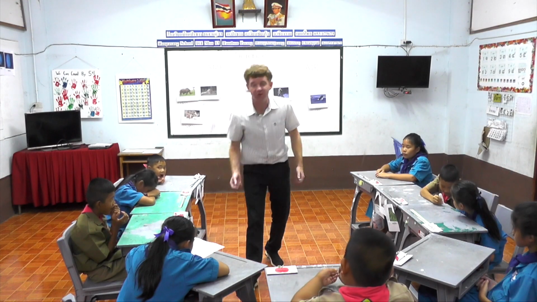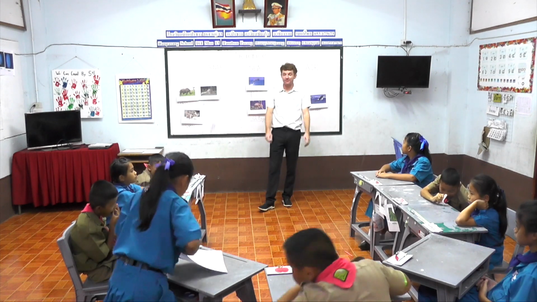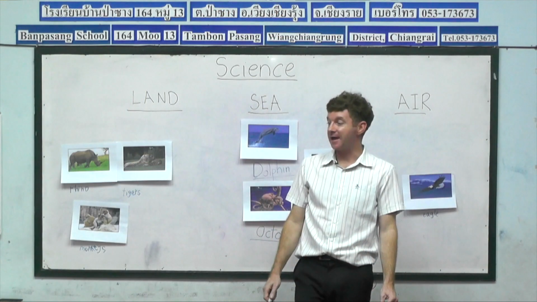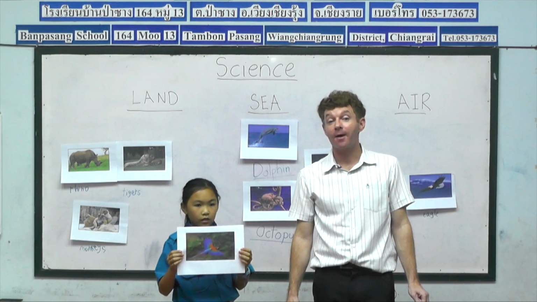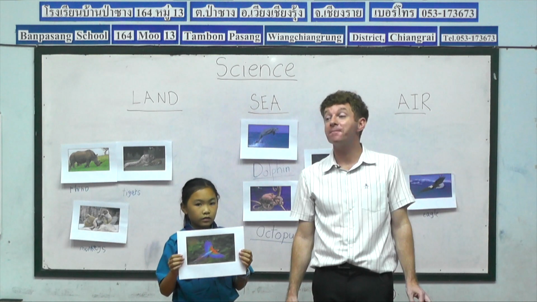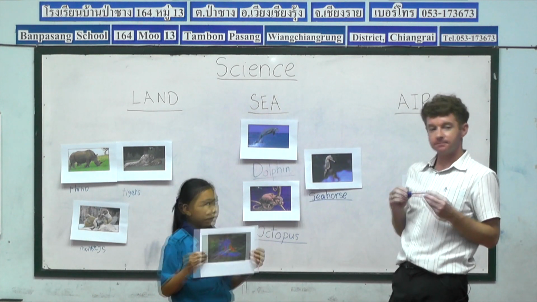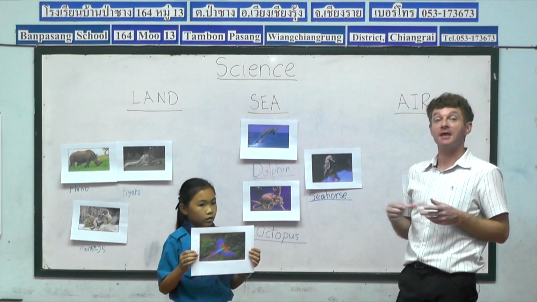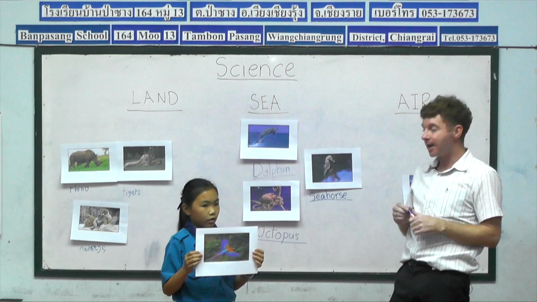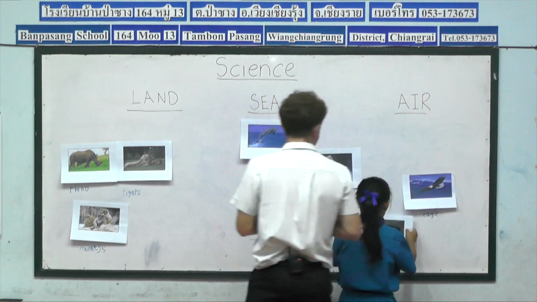Next one is for Nadia. So Nadia, can you bring your animal forward to the front of class? And Nadia has a parrot. Yes. Now what type of animal is a parrot? A parrot is a bird, and the bird lives in the air. Excellent. So Nadia, you can place it in the air.